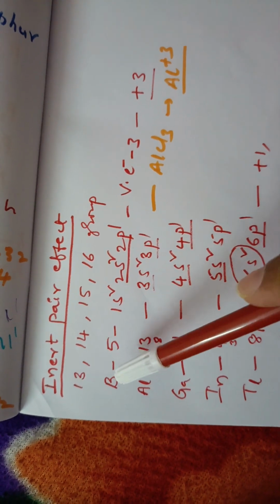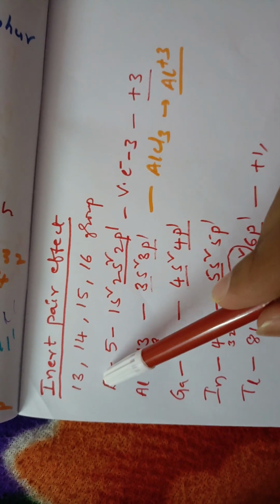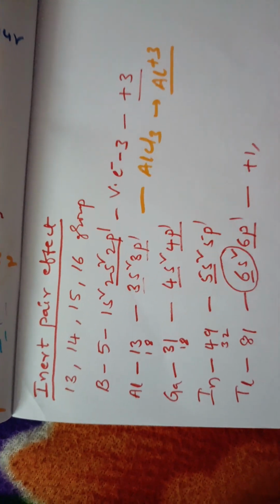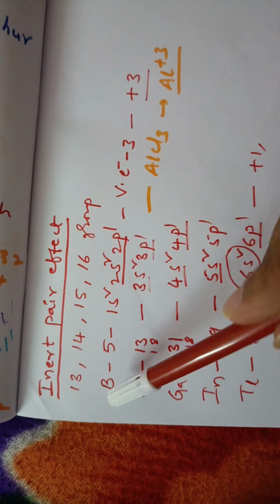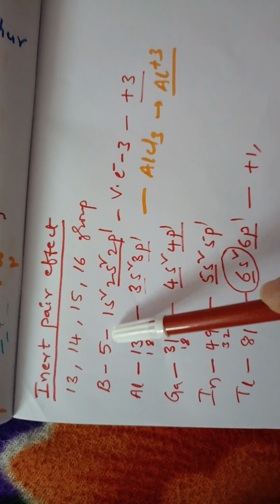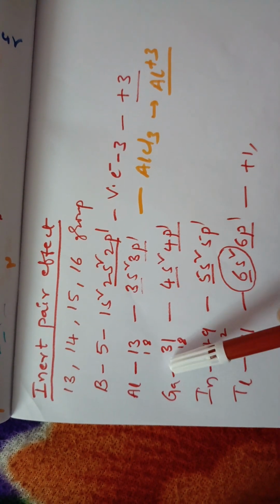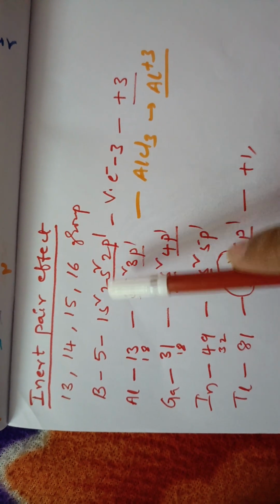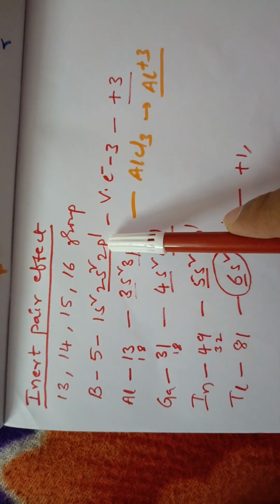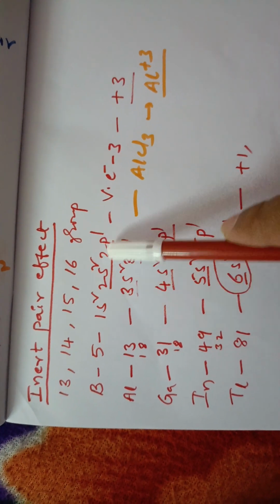13th group. What are the elements in 13th group? Boron, aluminum, gallium, indium, thallium. What is the atomic number of boron? 5. Configuration 1s2, 2s2, 2p1. This is the first shell. This is the second shell. Here, the second shell is the last shell.